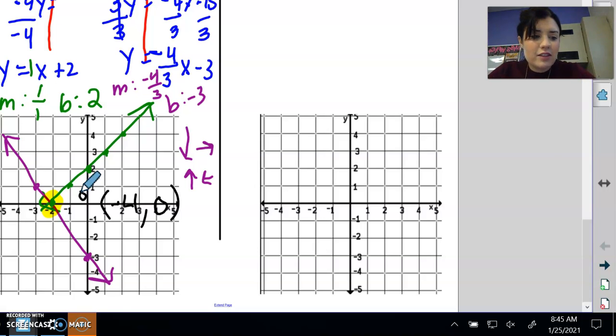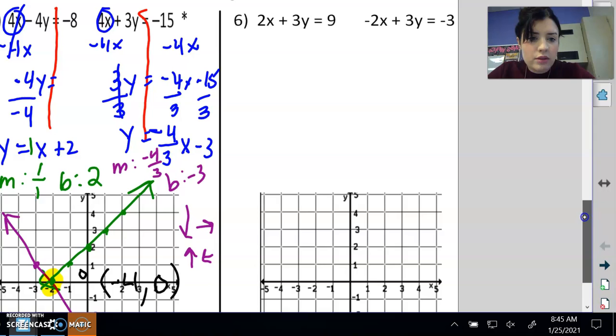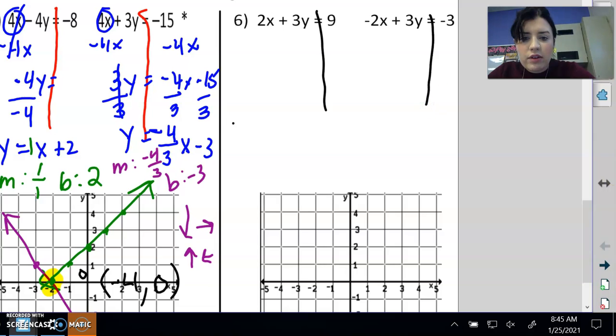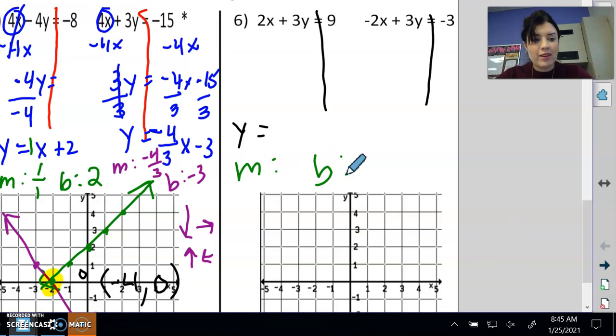Okay, so I want you to do number 6. All you're doing is solving for y, eventually getting a y equals, and telling me m and b. Okay, all right, we'll talk about this in class.